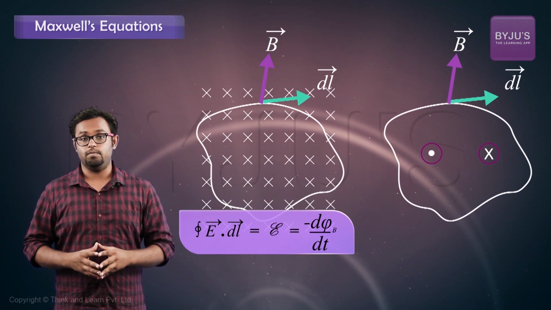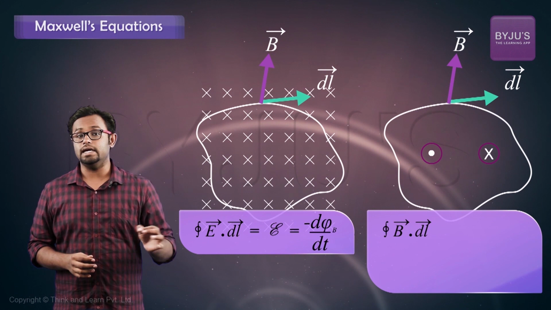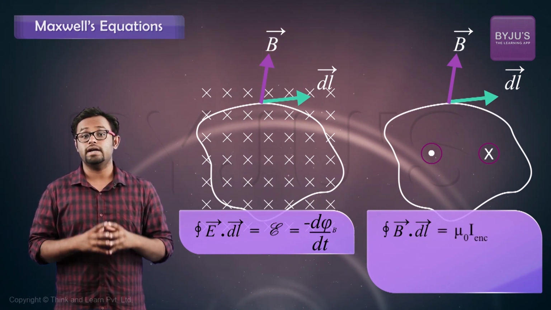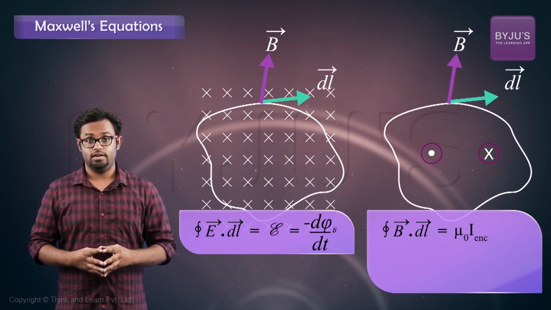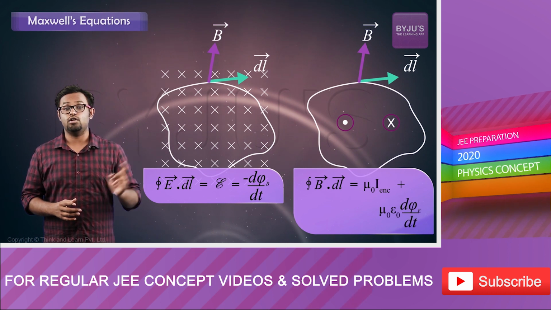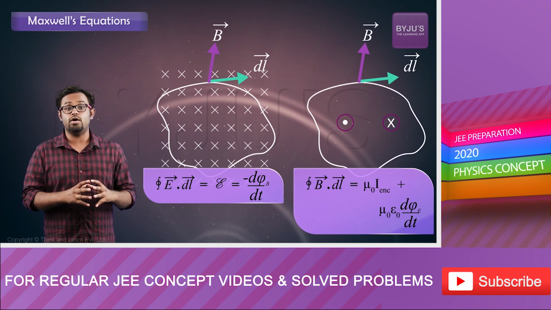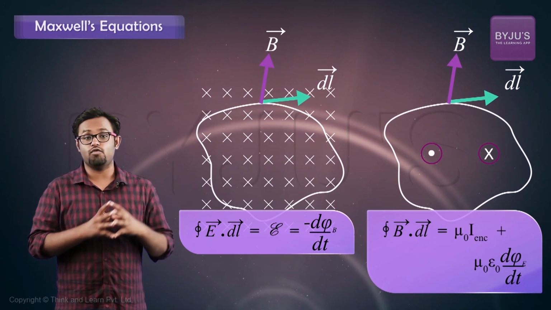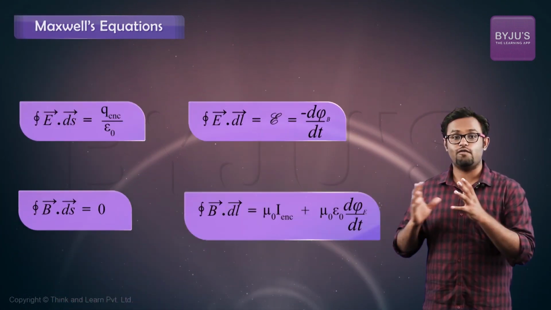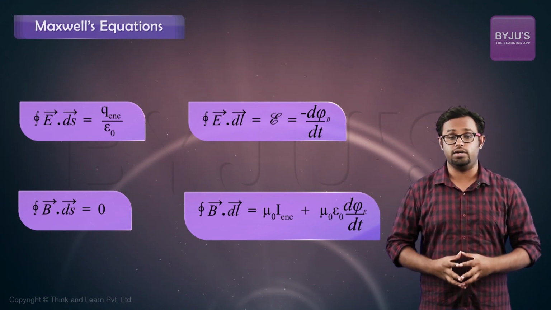And the fourth equation is Ampere's law, which is the integral of B dot dl, that is the circulation of magnetic field, equal to mu naught times I enclosed. And now that we know about displacement current, we'll add mu naught epsilon naught times d phi E by dt. This is Ampere's law in its complete form, completed of course by the great genius Maxwell. Now if you put all these four equations together, you call this set Maxwell's equations.